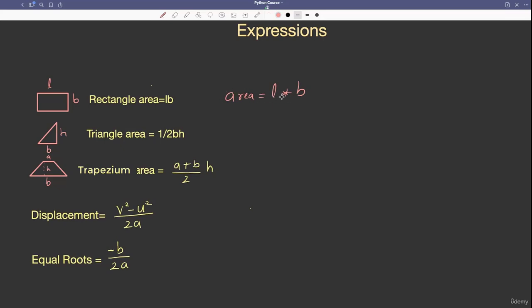You should know that multiplication means a star should be used. And this is one thing. So you should be careful with this.